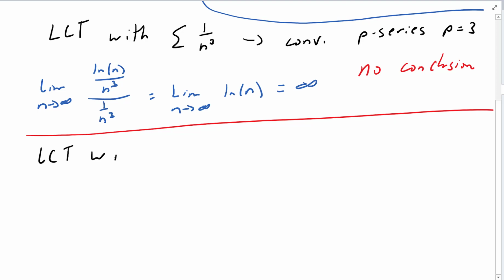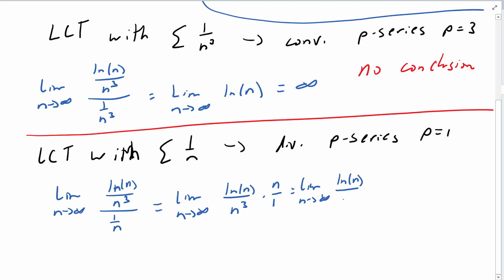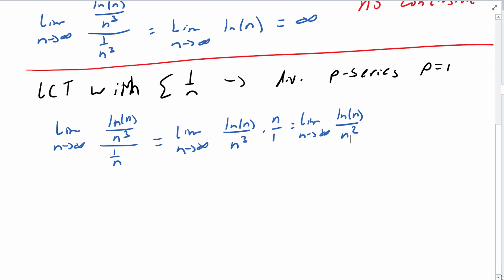Let's try the limit comparison test with the summation of 1 over n. We know this series diverges. This is our p-series. P is equal to 1. So we have natural log of n over n cubed divided by 1 over n. We flip and multiply. And so our limit becomes natural log of n over n squared. This is a L'Hopital's.